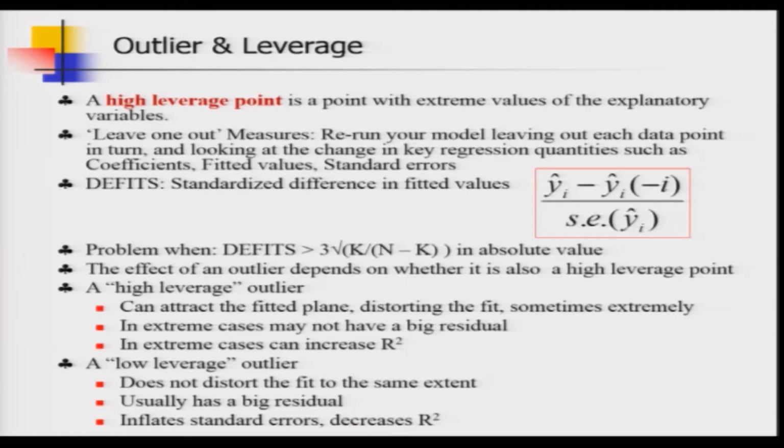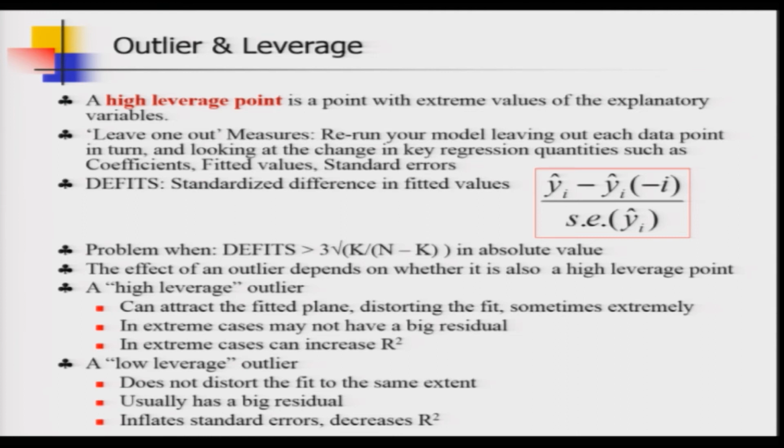So, formally speaking, a high leverage point is a point with extreme values of the explanatory variables. How to detect leverage from the regression exercise? There are again different measures, but we are only going to talk about one particular measure. Note that all these different measures that are available to find out leverage follow one principle, and that is called the leave one out principle. So, what do I mean by the leave one out principle?